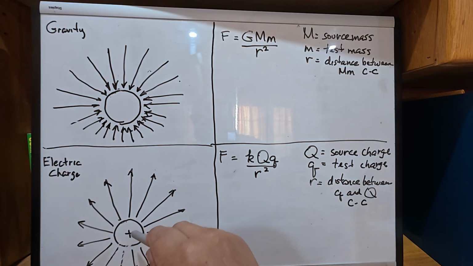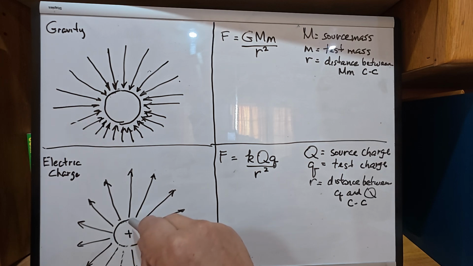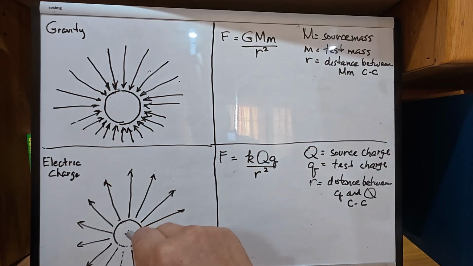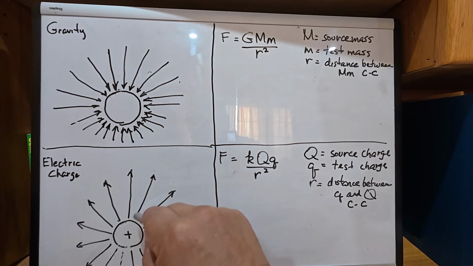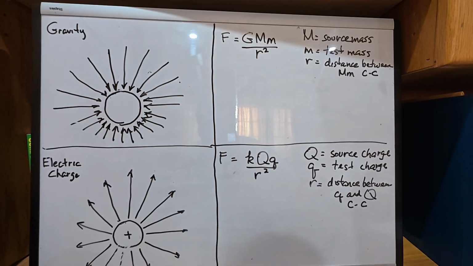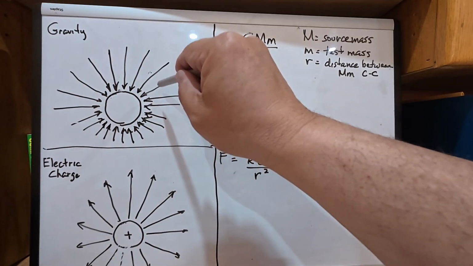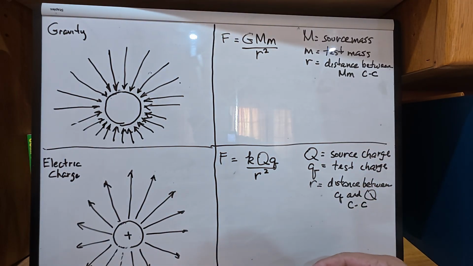On the bottom is a positive charge, the source charge, which is right here, using my pointer. And the field lines, by convention, point outward. Because it's positive, we've decided the convention is for positive charges the field lines would point outward. So if this were a negative charge, the field lines would point inward, very similar to what gravity looks like.